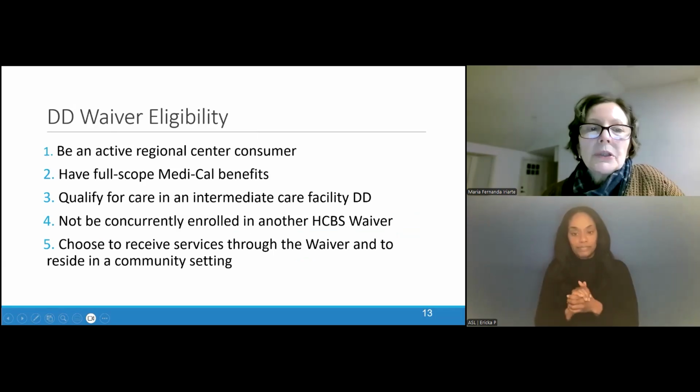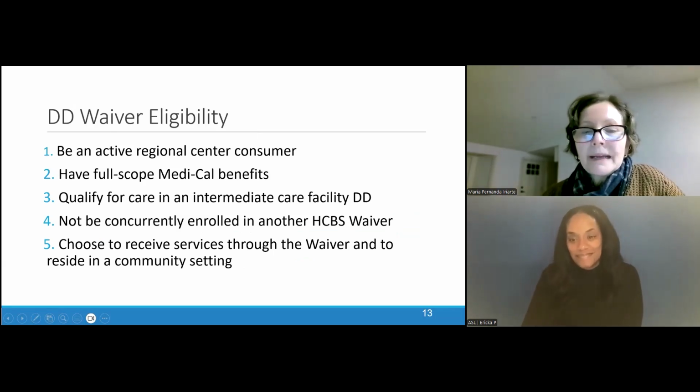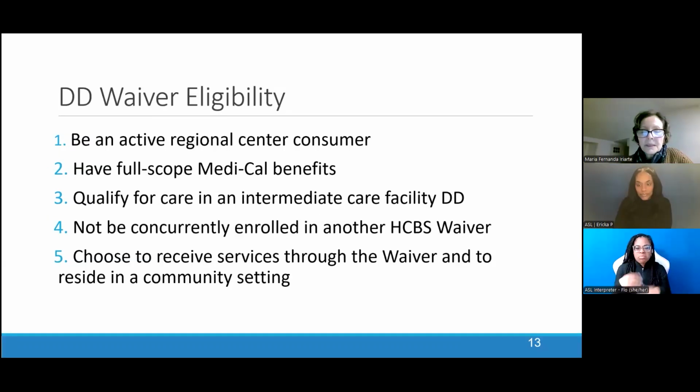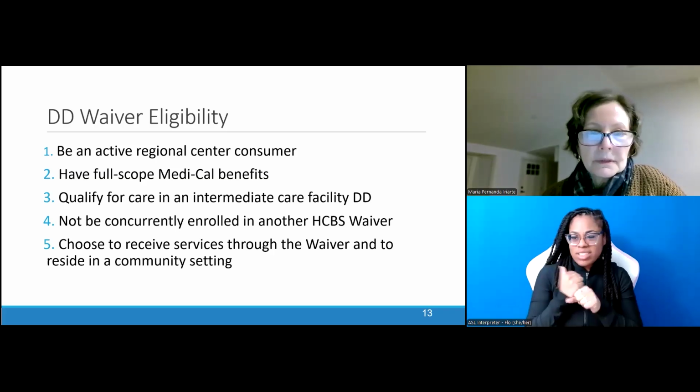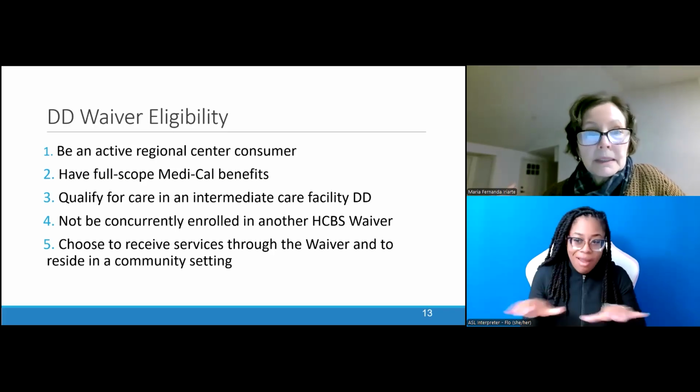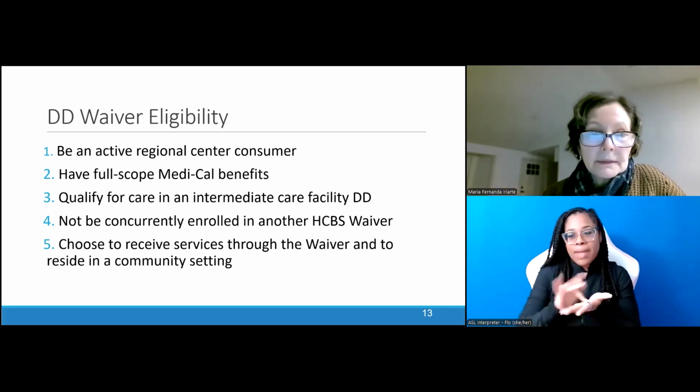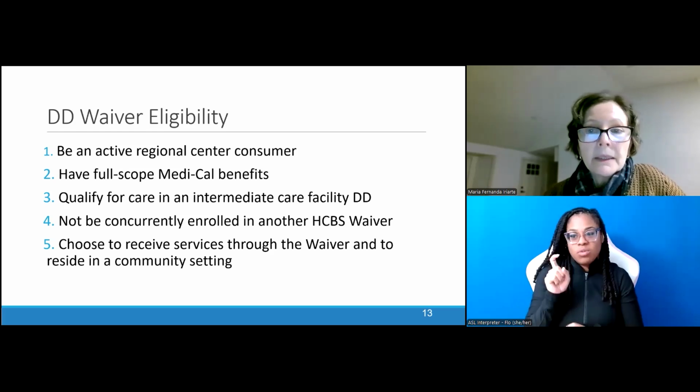To be eligible, you have to be an active consumer. What does that mean? You have to be receiving at least a service. And yes, there are people who are regional center consumers who are not receiving services. But you have to be an active regional center consumer because it's a Medi-Cal service. Of course, you've got to be eligible for Medi-Cal.